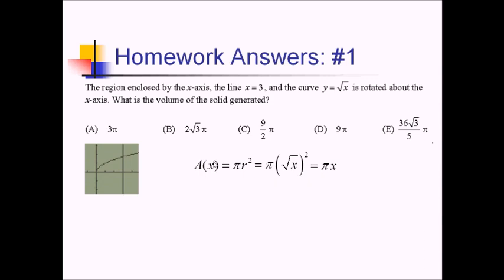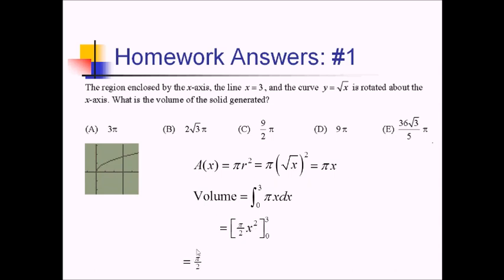And what are my limits of integration going to be? Well, we're going from 0 to 3. So pi x dx will be our integrand here. And taking my antiderivative, this is going to be pi over 2 times x squared, evaluated from 0 to 3.